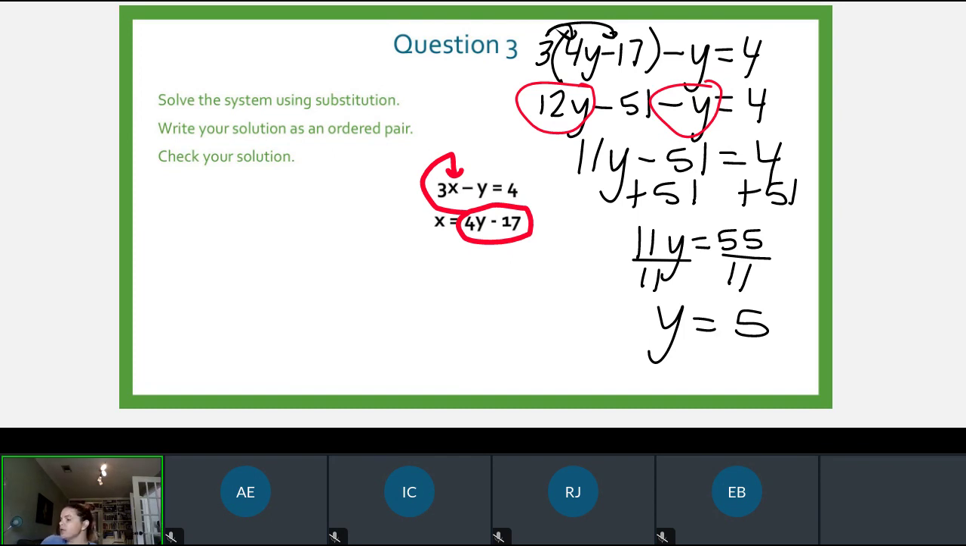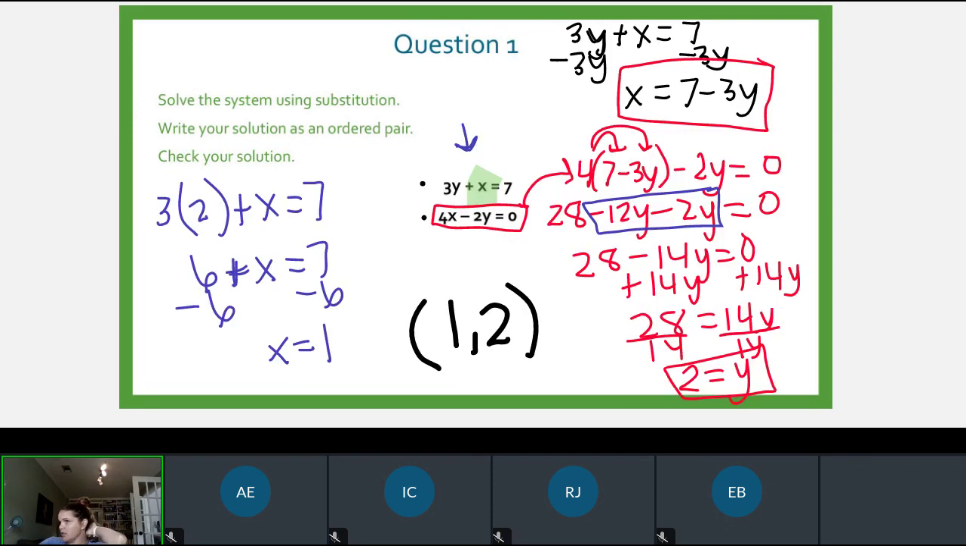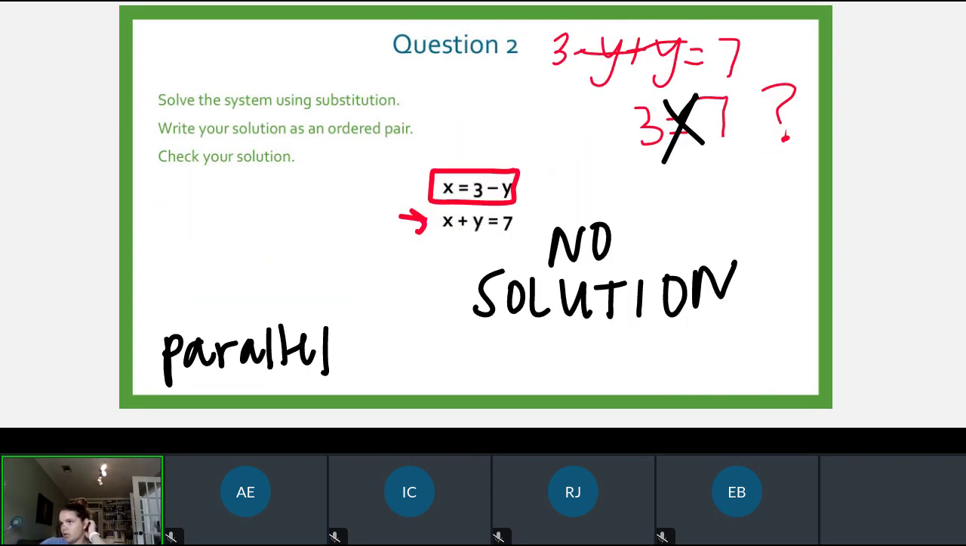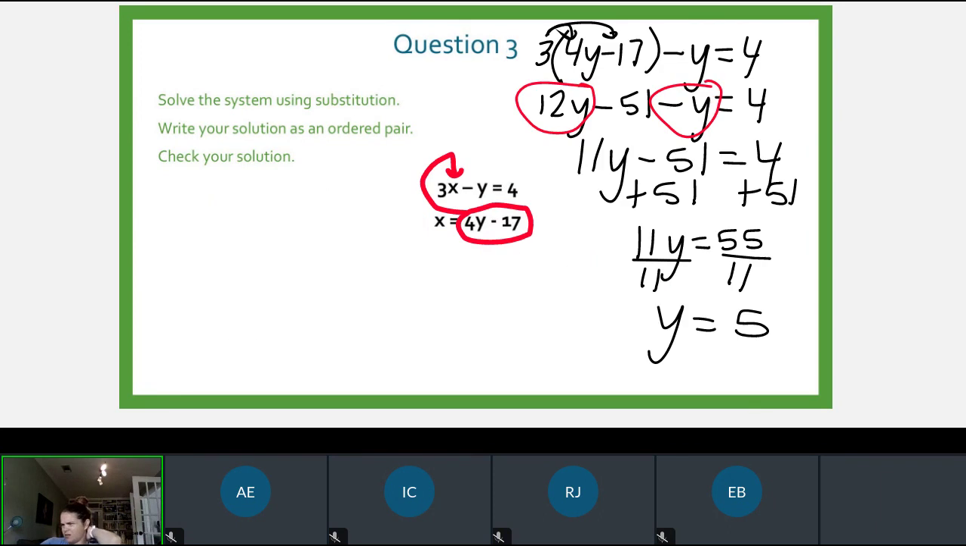So I don't know that it's always y. Sometimes, I think it was the previous one, we were solving for, just depends. The first one I think we did we solve for x first? It's not always y, but since this time x was already by itself, we solved for y. So you're just going to use the one that is the easiest.